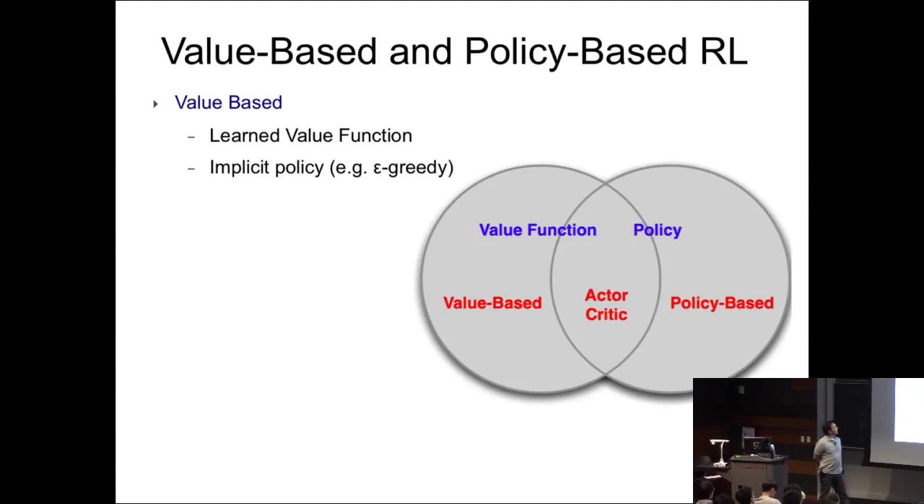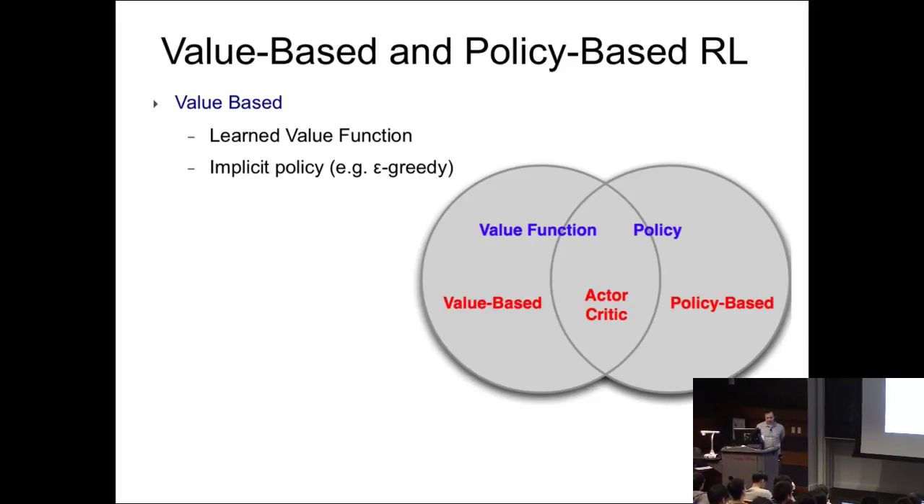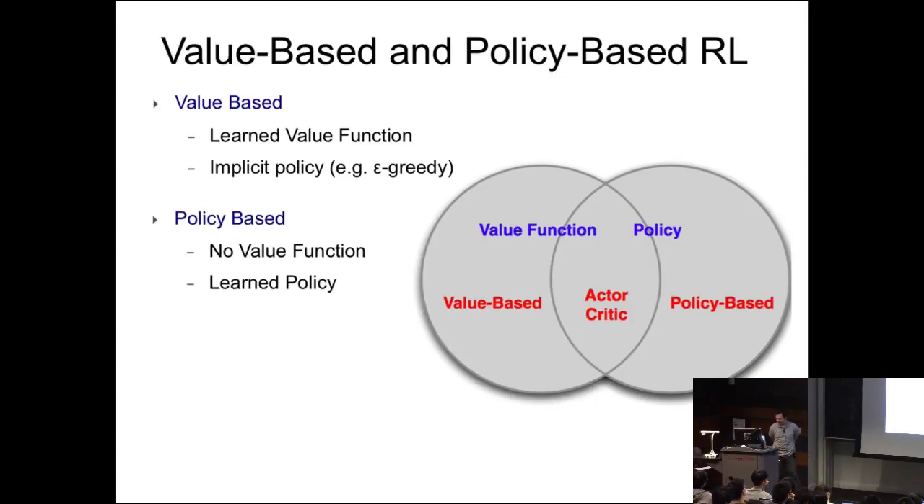So this is just a kind of comparison. If we look at value-based RL, we're learning some value function. And once we have the value function, then we have an implicit policy; we can get the policy out of the value function. In policy-based methods, there is no value function. We're just trying to learn the policy directly, a mapping from states to actions.